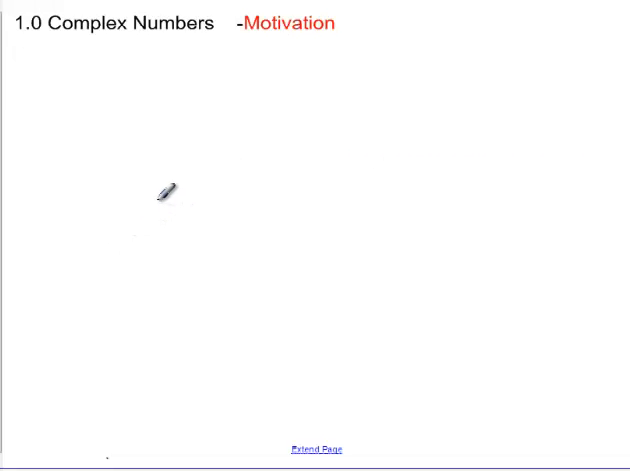Right, guys. I think yesterday, the tutorial which I gave you, I said it was a preparation for this new chapter called complex numbers. I'm briefly going to start there by showing you some kind of motivation for why we need these kinds of numbers.